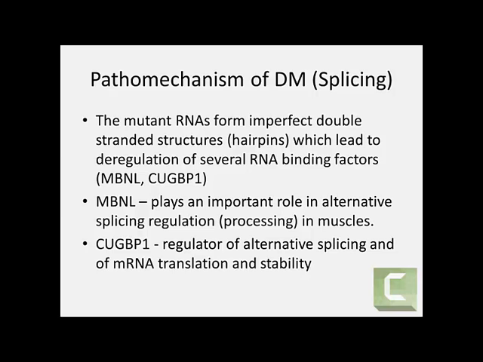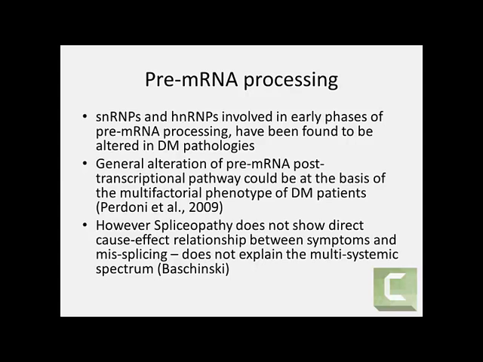This reveals, as shown by Cardani, that the sequestering of MBNL1 evidently has a central role in splicing misregulation in both types of DM, whilst in DM1 CUGBP1 is an additional pathogenic mechanism not shared, besides its role in splicing. Other splicing factors involved in early phases of pre-mRNA processing have been found to be altered in DM pathologies. These include snRNPs and hnRNPs. General alteration of the pre-mRNA post-transcriptional pathway could be at the basis of the multifactorial phenotype of DM patients, as alluded to by Perdoni.